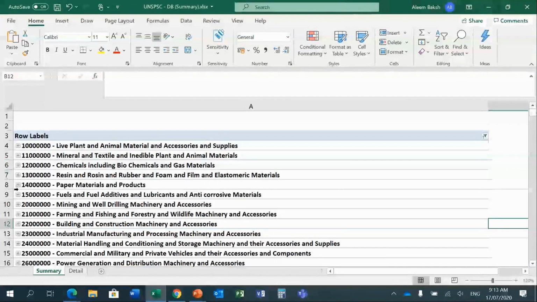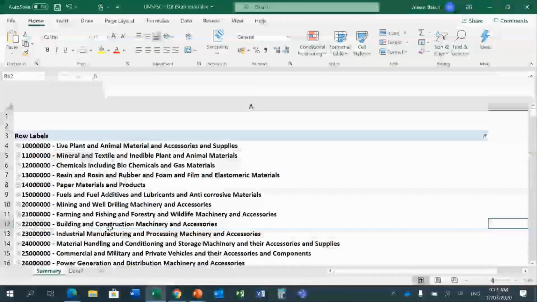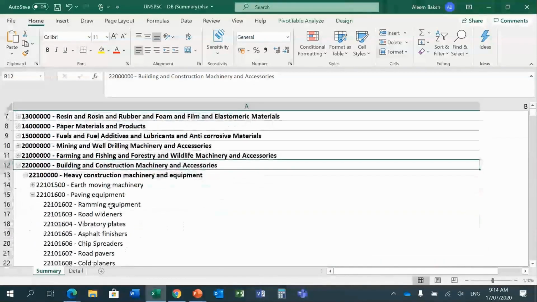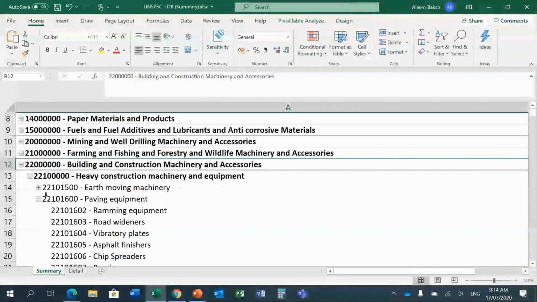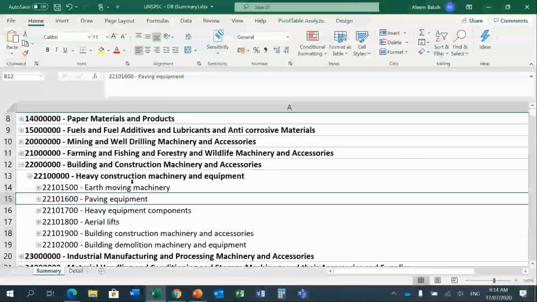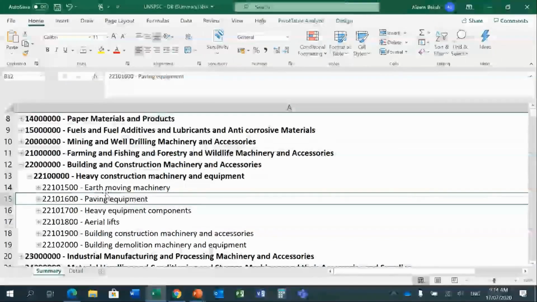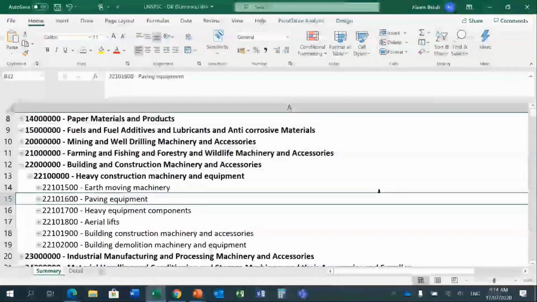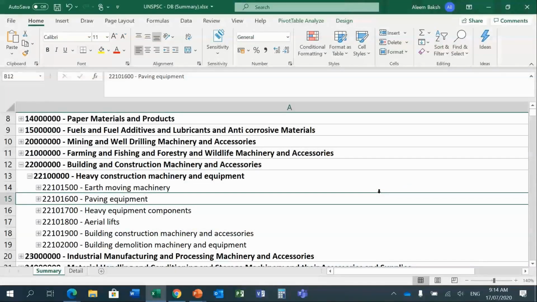If I were to expand one of these, so let's look at building and construction machinery accessories, we will notice that it begins with heavy construction, machinery and equipment. That's the next level. And under that next level, we have 6 different levels. We have earth-moving machinery, paving equipment, heavy equipment components, aerial lifts, building construction machinery and accessories, building demolition machinery and equipment. And notice again how the hierarchy is maintained.